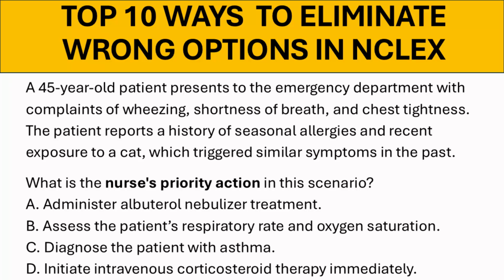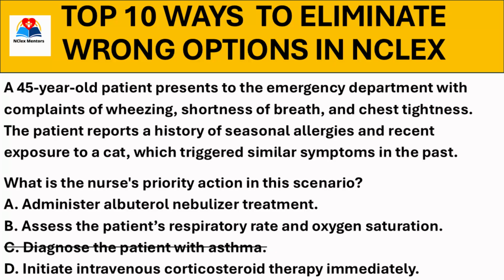A 45-year-old patient presents to the emergency department with complaints of wheezing, shortness of breath, and chest tightness. The patient reports a history of seasonal allergies and recent exposure to a cat, which triggered similar symptoms in the past. What is the nurse's priority action in this scenario? The options given to you on the screen are: Option A, administer albuterol nebulizer treatment. Option B, assess the patient's respiratory rate and oxygen saturation. Option C, diagnose the patient with asthma. Option D, initiate intravenous corticosteroid therapy immediately.